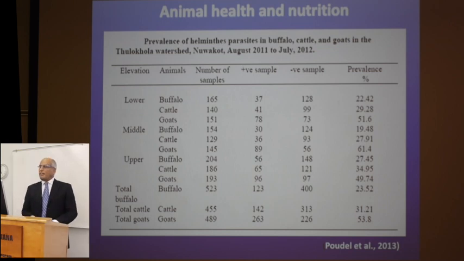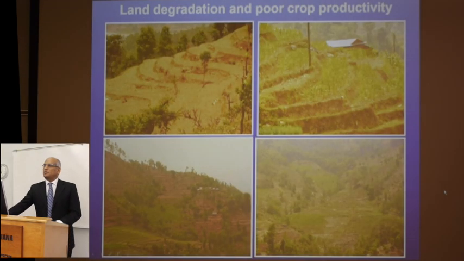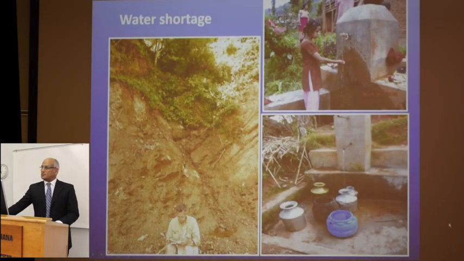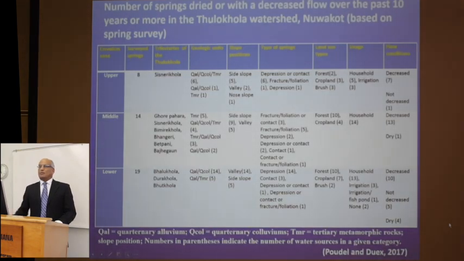in the watershed. And animal health was a major problem, as goats have as high as 53.8% helminth prevalence rate in the watershed. Similarly, land degradation, acidification of agricultural land, and water shortage were serious issues.